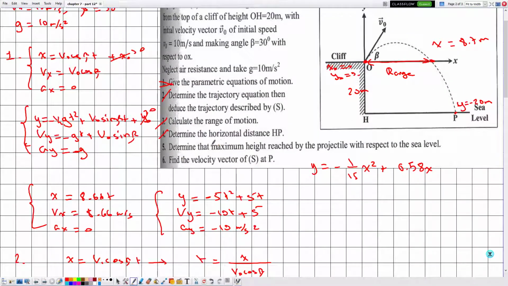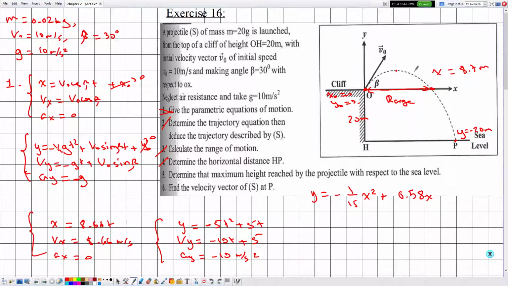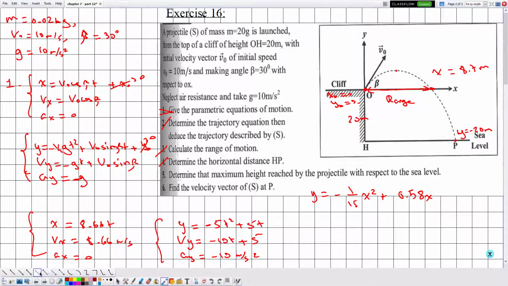Now in part 5 they are telling me to determine the maximum height. So this is the maximum height reached by the projectile with respect to the sea level. So we need to measure this height with respect to the sea level. So we are interested in determining this height.